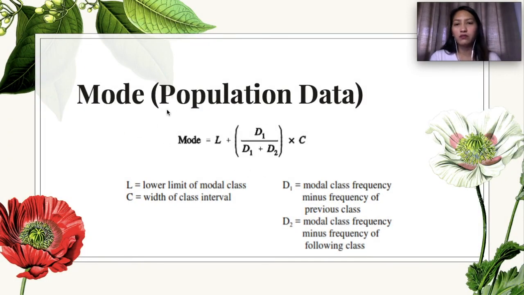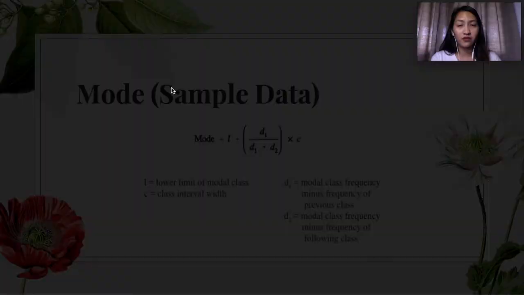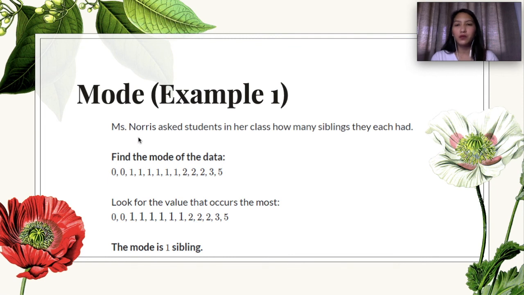For the mode, ayan yung ating formula. For population yung kabila, tapos ito naman ay for the sample. Here is an example. Miss Norris asked students in her class how many siblings they each had. So, lahat ng estudyante niya sumagot ng kung ilan yung kanilang kapatid. May sumagot ng 0, may sumagot ng 1, may sumagot ng 2, may sumagot ng 3, may sumagot ng 5.